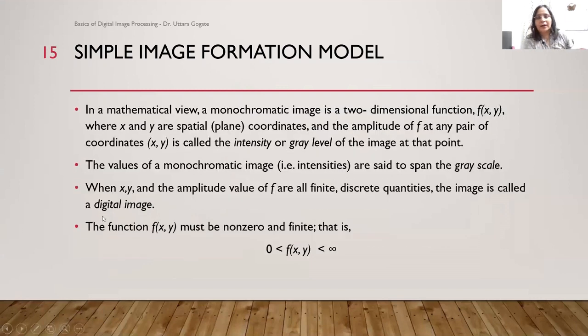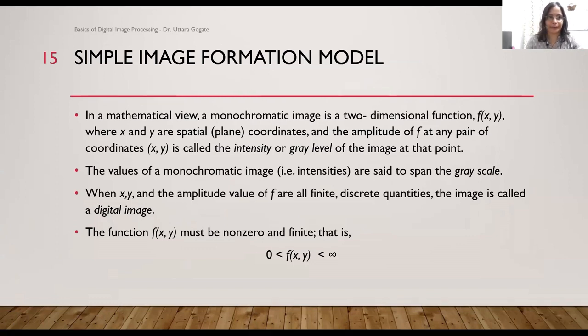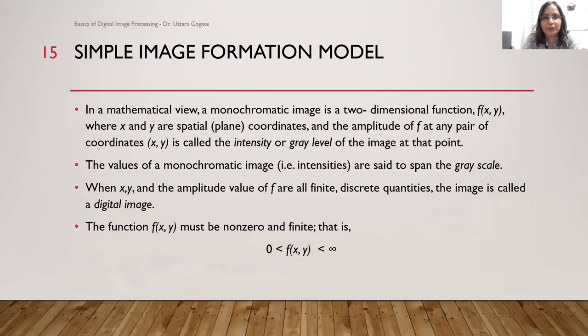As we have discussed already, the monochromatic image is a two-dimensional function. In a mathematical view, the monochromatic image is a two-dimensional function f of x comma y. We have already seen this. What is f of x comma y? It is the function to represent a two-dimensional image where x comma y are the spatial coordinates and f is the amplitude, or you can say it is the intensity or the grayscale value at x comma y. We have already discussed it.